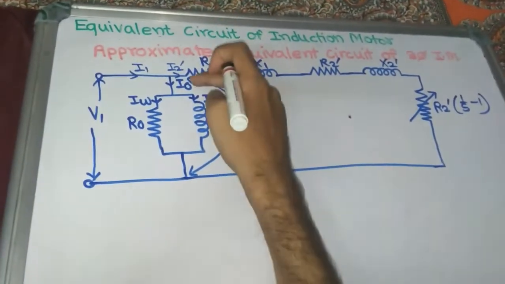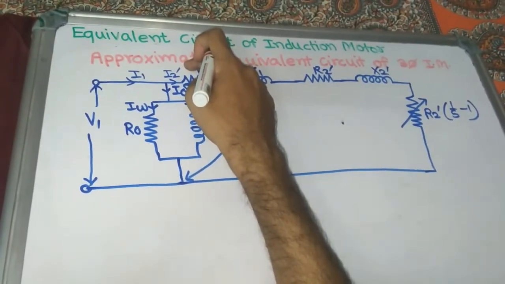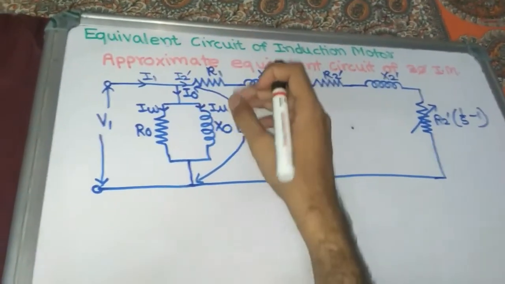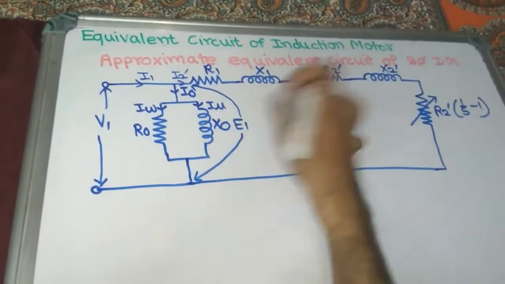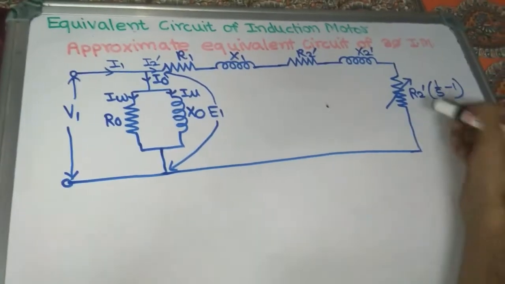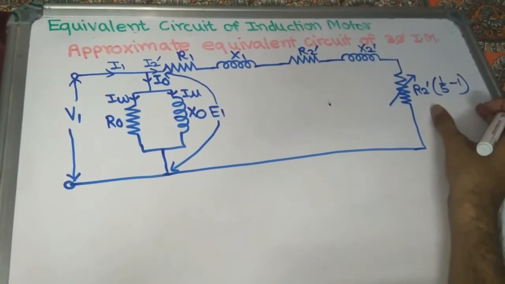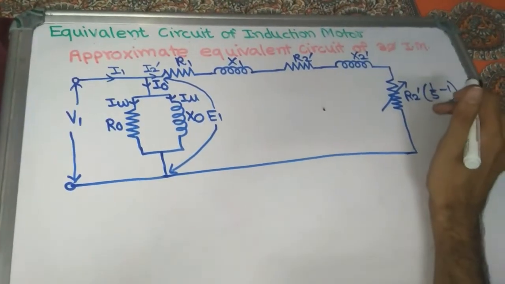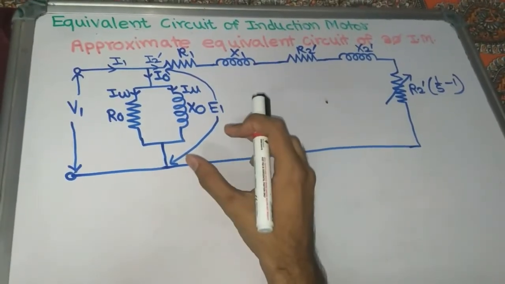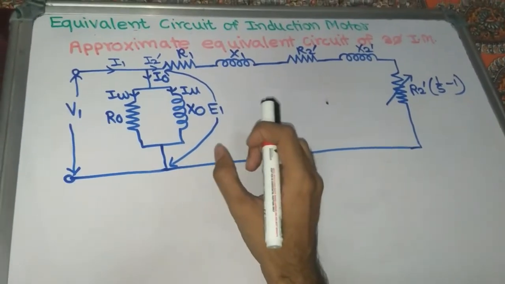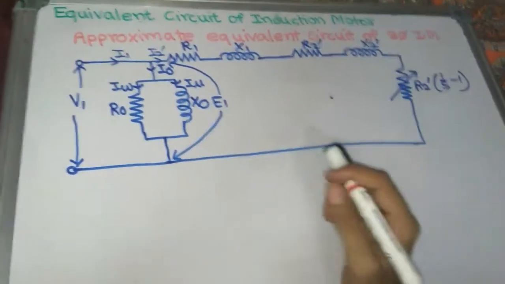Here the current is I1, here it is the no load current, I2 dash is the reflected rotor current in the stator, and this I2 dash flows through all these components: R1, X1, R2 dash, X2 dash, and this R2 dash (1/S - 1), meaning RL dash. We can say that it is the electrical equivalent of mechanical load, and here it is the stator induced EMF per phase E1, and the rotor induced EMF E2 is given by E2 by K in the stator.